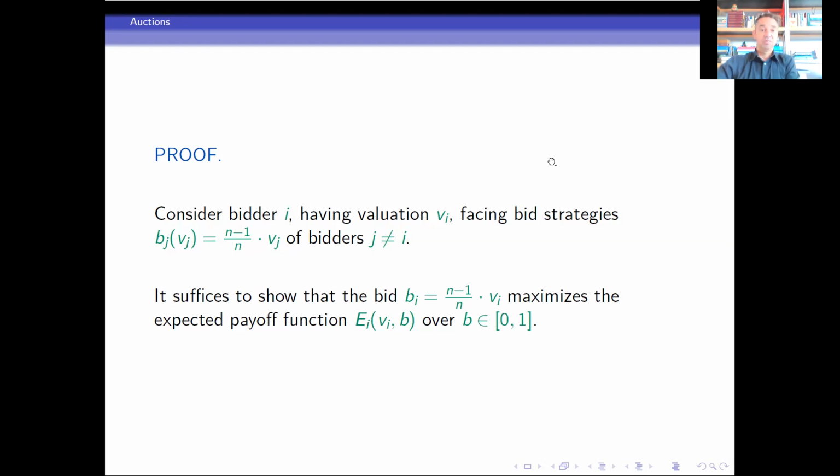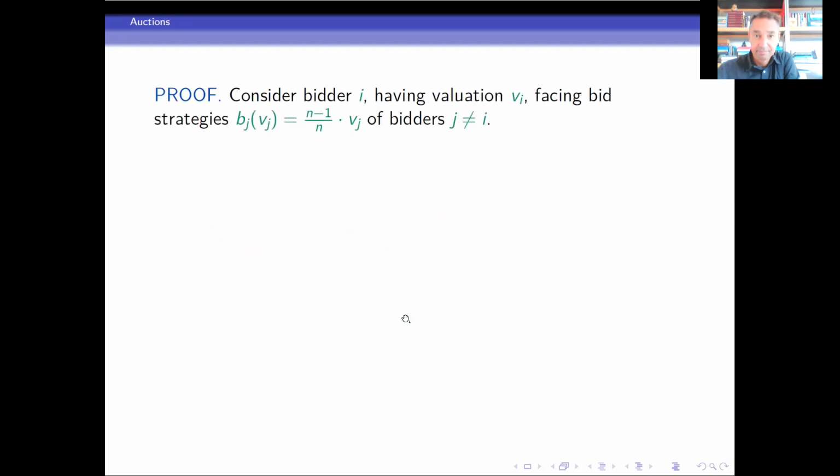So that's stated over here. What we want now is to check that indeed bidding like this, bidding (n-1)/n times Vi, maximizes this expected profit over all possible bids. So we take one bid, and we're going to compute this Ei(Vi, B). And so this is the information that we had, and now we're going to compute this expected payoff, given that I know that my valuation is Vi, and given that I bid this bid B between 0 and 1.